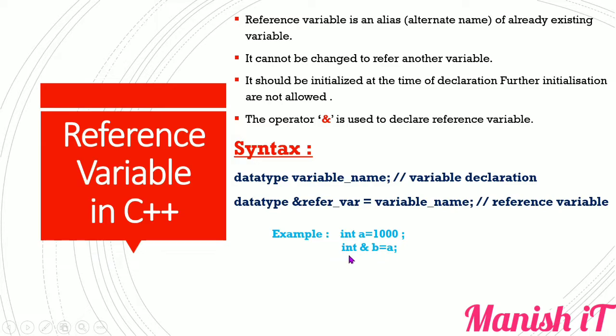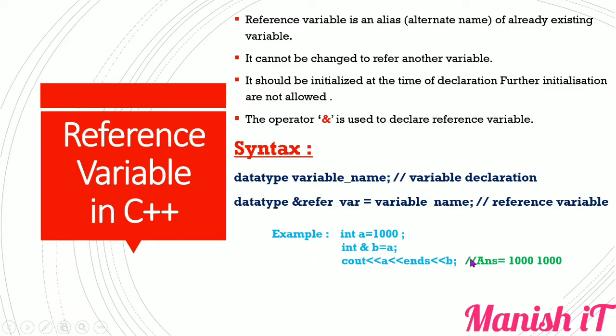I already told you that every reference variable should be initialized with another variable's value. Here I have initialized it with another variable, a, and a is already assigned 1000. Now I want to print it. First I print a and then b. Both give 1000 and 1000.